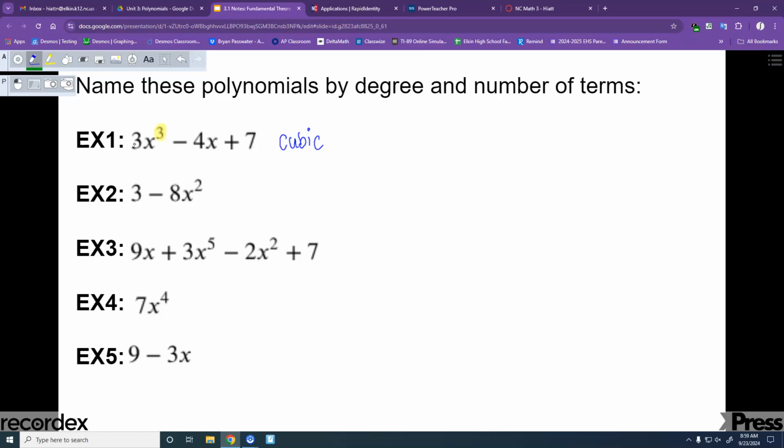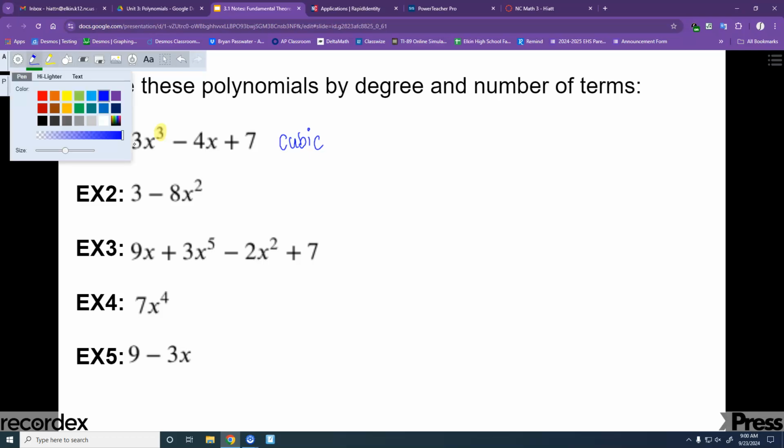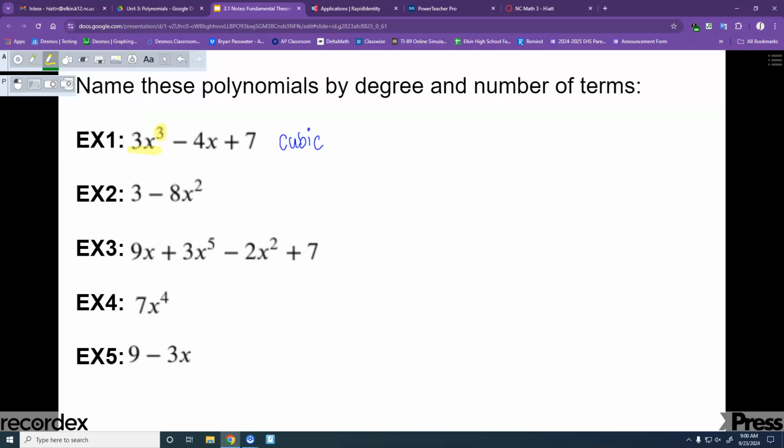Typically, you're going to say the degree first and then the type of polynomial it is. And then I need to look for the number of terms. So right here is a term.